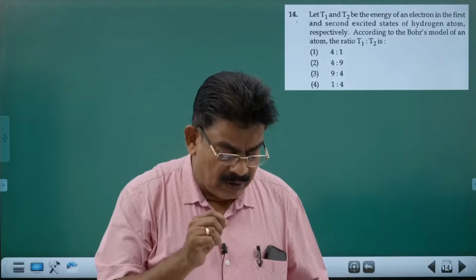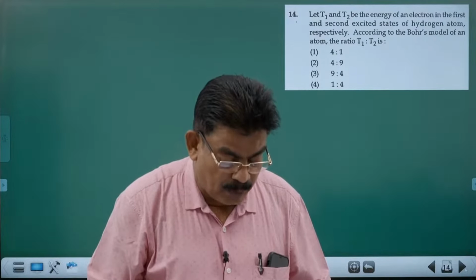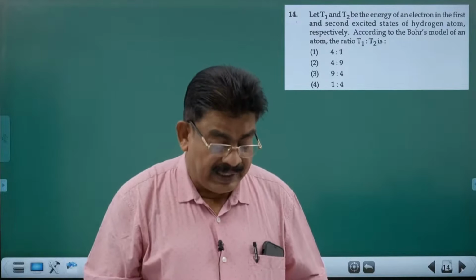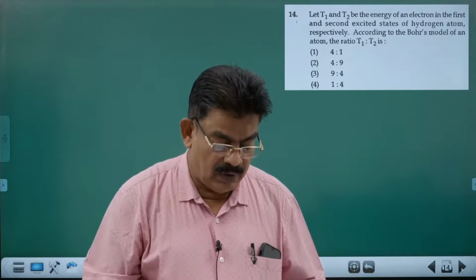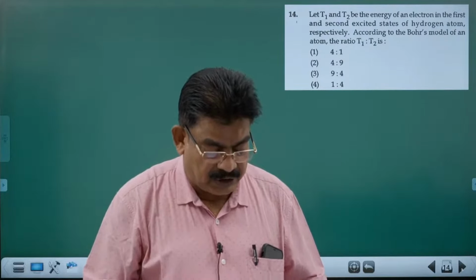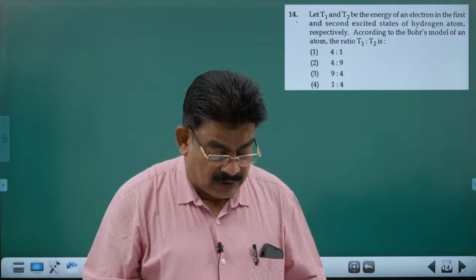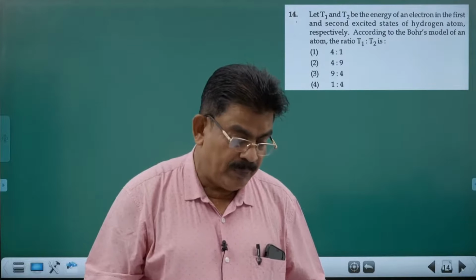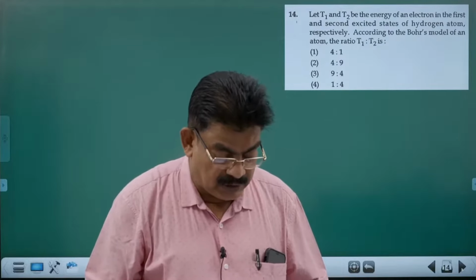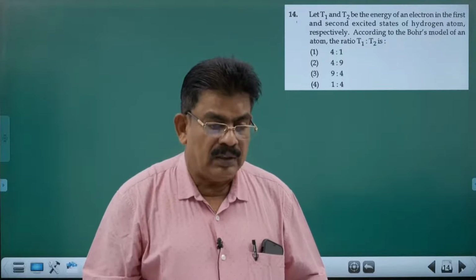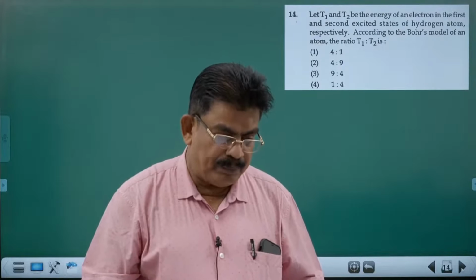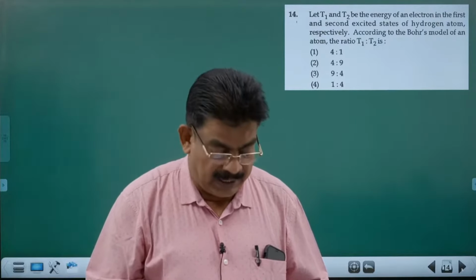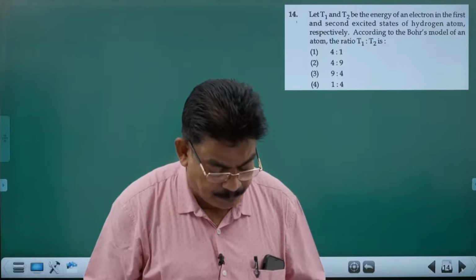Question number 14. Here you have to be a little bit cautious about the wording: first and second excited state. So N1 is 2 and N2 is 3. You should be careful about that. Then the energy will be in the inverse ratio of the squares of their orbit numbers. That will be 9:4. 3 is the answer.